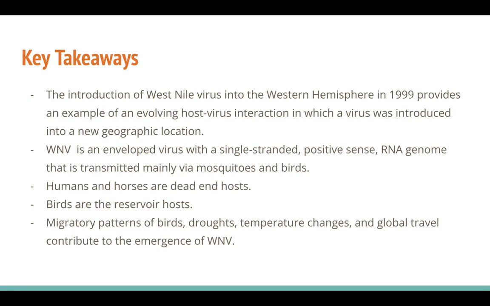To summarize, here are the key takeaways from the presentation. The introduction of West Nile virus into the Western Hemisphere in 1999 provides an example of an evolving host-virus interaction in which a virus was introduced into a new geographic location. West Nile virus is an enveloped virus with a single-stranded positive sense RNA genome that is transmitted mainly via mosquitoes and birds. Humans and horses are dead-end hosts, while birds are the reservoir hosts. Migratory patterns of birds, droughts, temperature changes, and global travel can contribute to the emergence of West Nile virus.